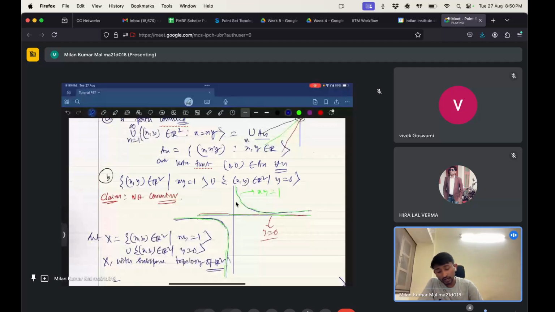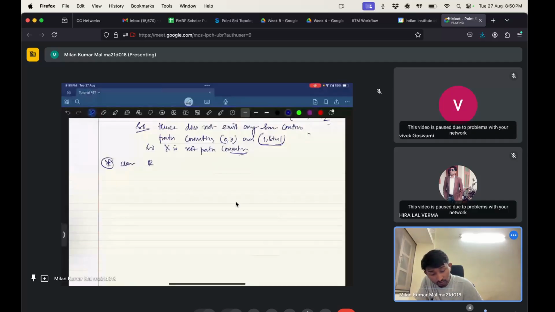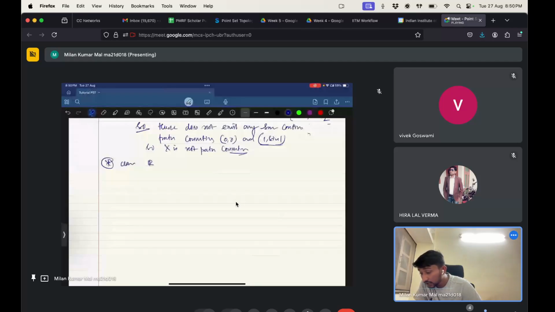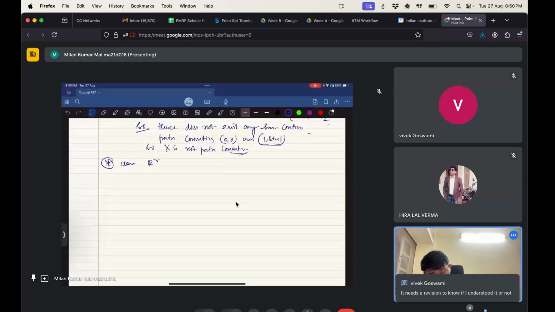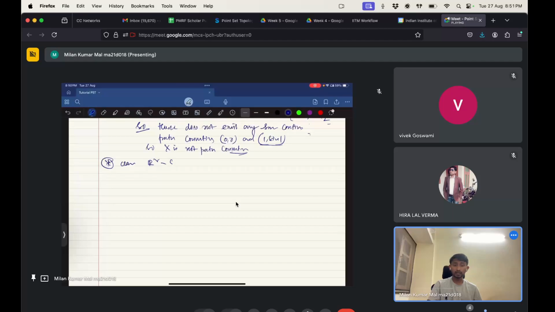Okay. And the second one I'll prove later. The claim is that for the last option, R square minus Q is path connected. I'm writing this is path connected. If I get time, I'll come back. Otherwise I'll not prove it right now.